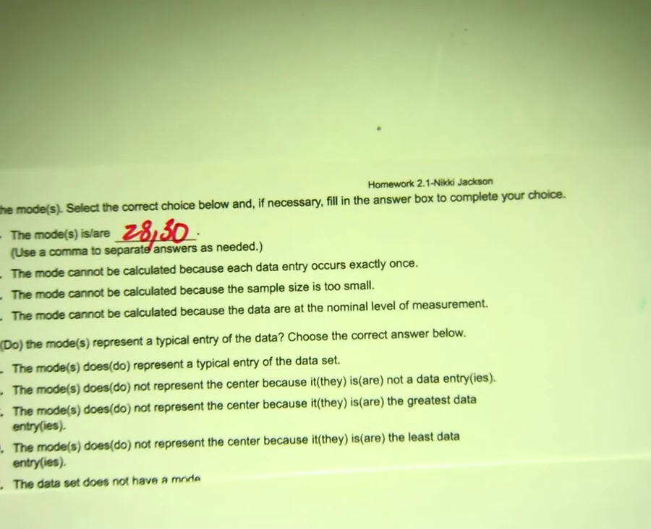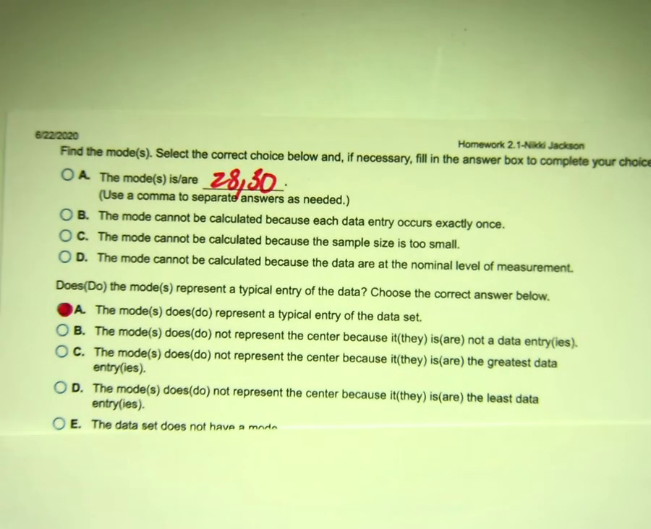The mode, because those numbers appeared more than once, were 28 and 30. And they also appeared the most. The mode does represent a typical entry of the data, because remember, you saw your 28 3 times and your 30 3 times. But make sure you read each of these answers carefully, because sometimes they don't always apply. You know that they're not the smallest and the greatest of them, because your smallest is 3 and your largest is 55.